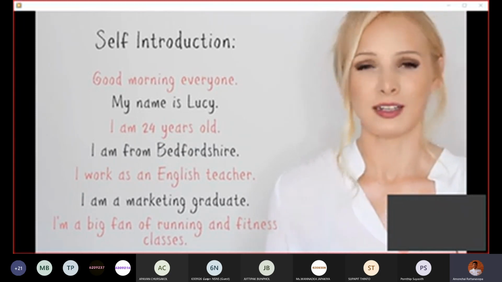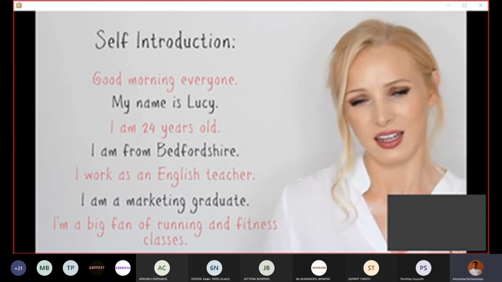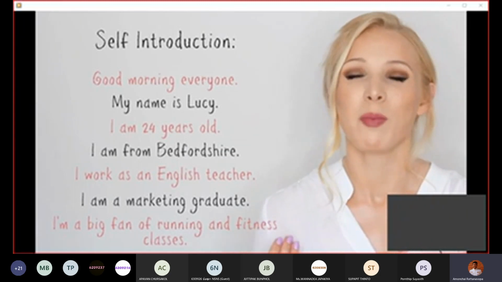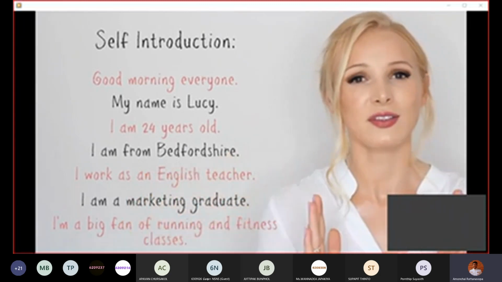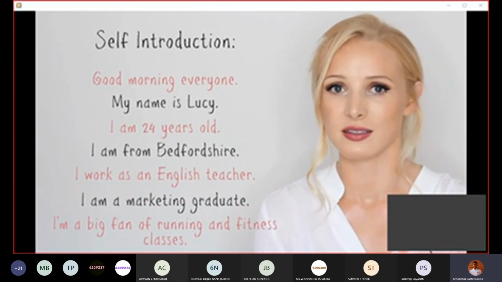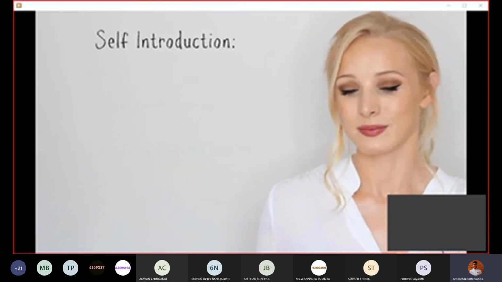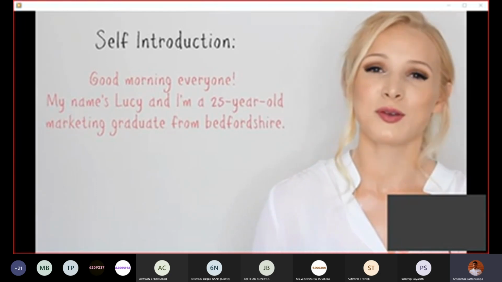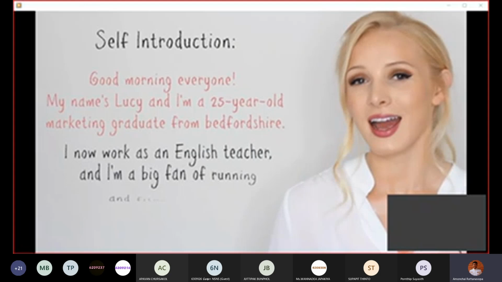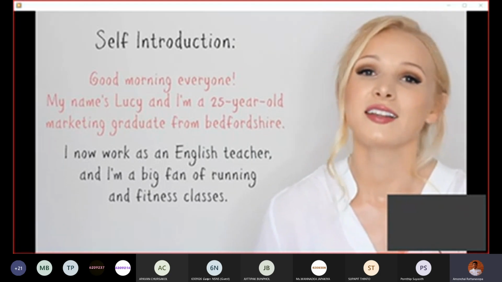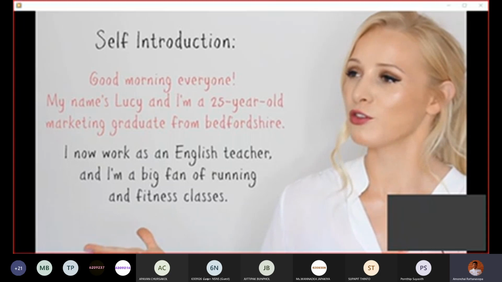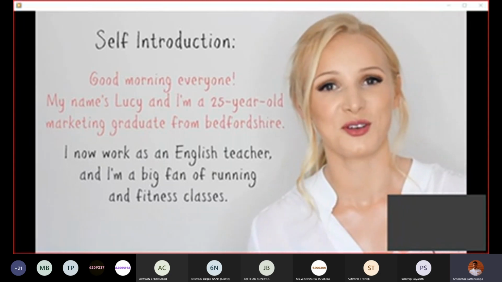Now, whilst all of that is grammatically correct and very clear, if I do say so myself, I think it would be a lot better if I condensed these 7 sentences down into 2 flowing sentences. What do you think of this? Good morning, everyone. My name's Lucy and I'm a 25-year-old marketing graduate from Bedfordshire. I now work as an English teacher and I'm a big fan of running and fitness classes. So much better, so much shorter, so much more natural.